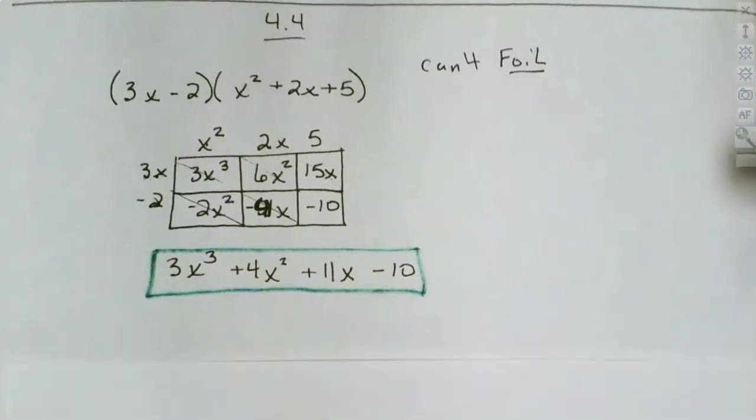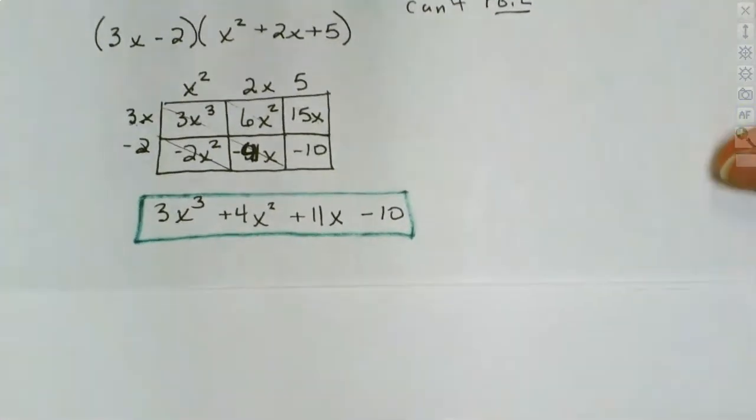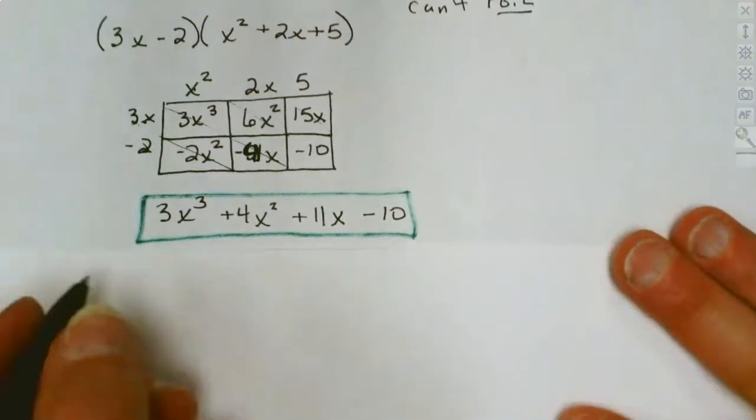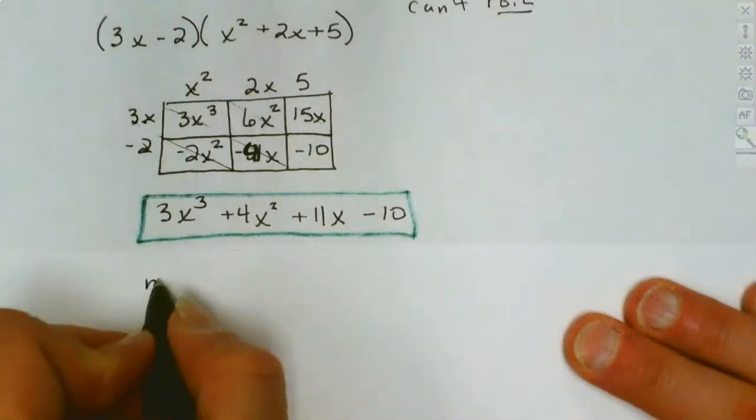Now we'll try another one. But again, how do we know this? We can't FOIL too many terms, right? We can only have 4 terms total for FOIL, and it has to be 2 by 2. This one was a 3 by 2. So let's work out another one, and these are just simply multiply.